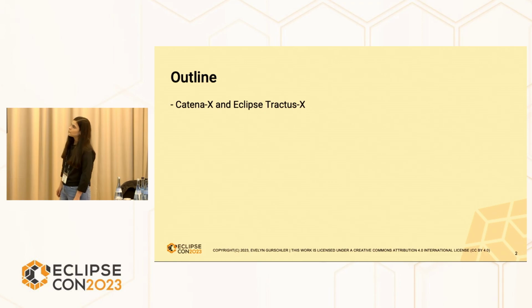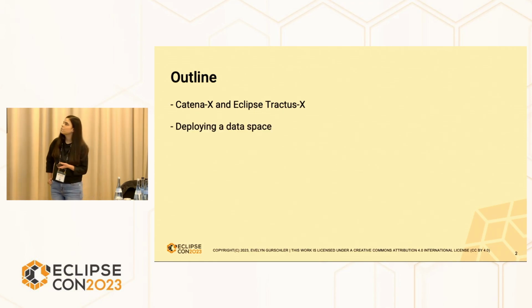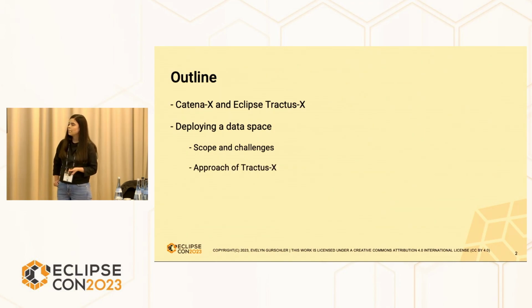So first, I will give you some context about Catena-X and how the Eclipse Tractus-X project is connected to it, because otherwise I think you would be a bit lost. Then I will jump into the main topic of my talk, which is deploying a data space. There I will first talk about what we are going to deploy, so the scope, and the challenges which we are facing. And then jump into the approach from the Tractus-X project.